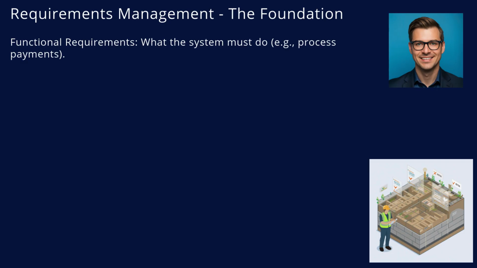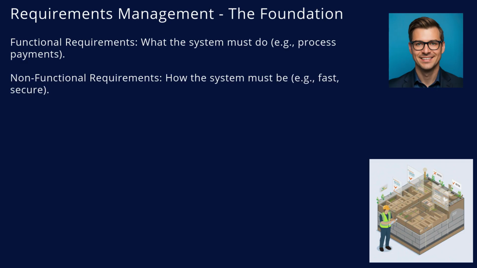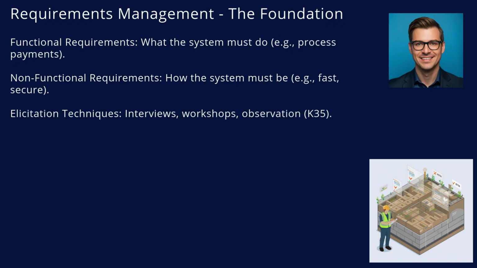Let's drill down into requirements management. Think of this as the foundation of your house. If it's weak, the walls will crack. We categorize requirements into two main types. Functional requirements describe what the system must do, like the system must process credit card payments. Non-functional requirements describe how the system must be, like the system must respond within 2 seconds, or the data must be encrypted. To get these, we use the elicitation techniques we covered in K35, interviews, workshops, and observation.